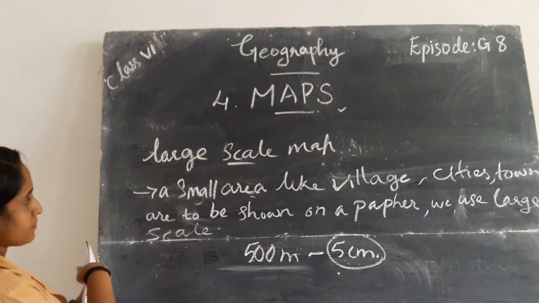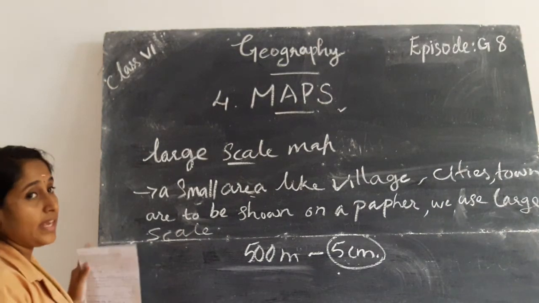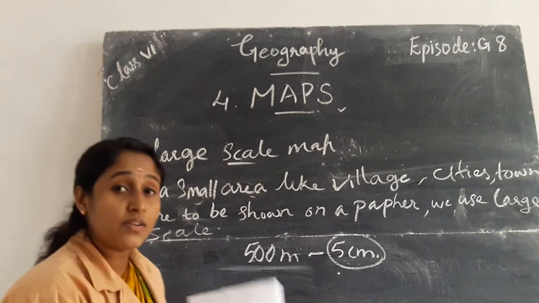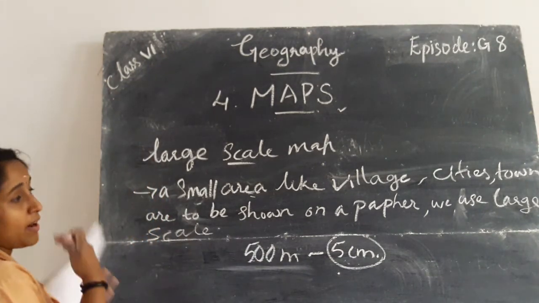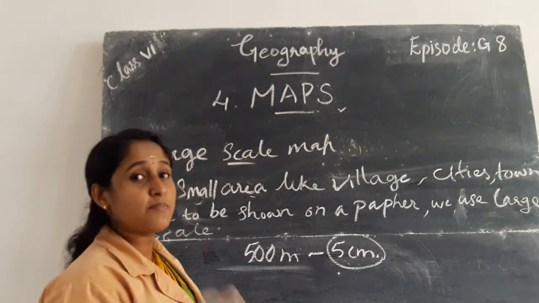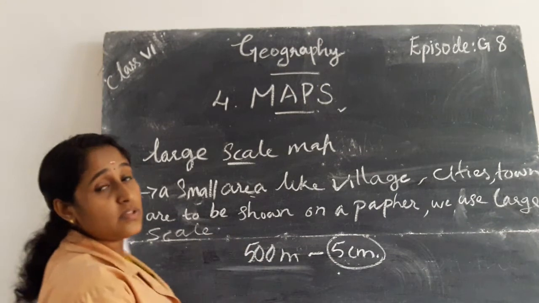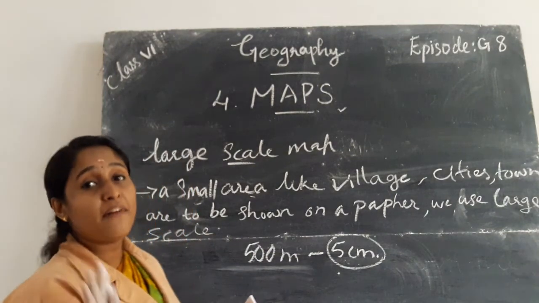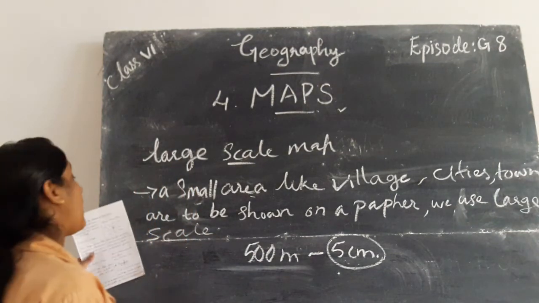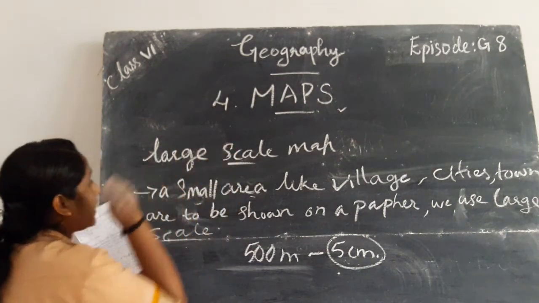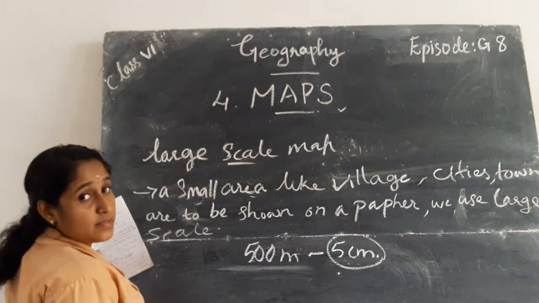In a small scale map, we consider a large area like continents or countries, and to be shown on a paper we use a small scale. When the real distance is 500 kilometers, we show it on the map with 5 centimeters. So you can see the large scale and the small scale.